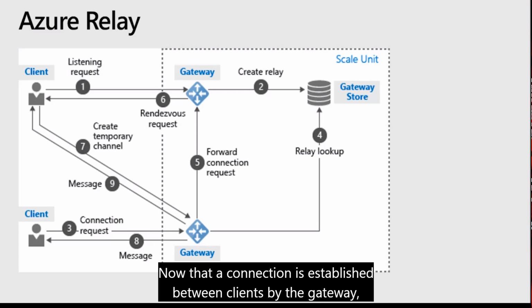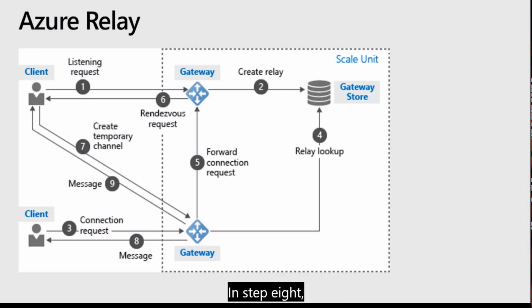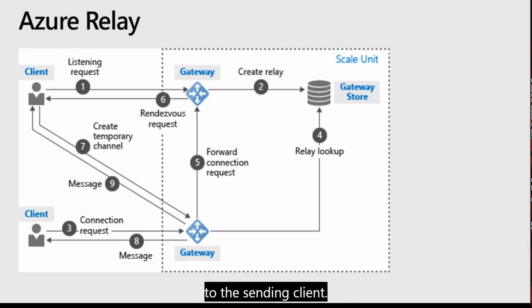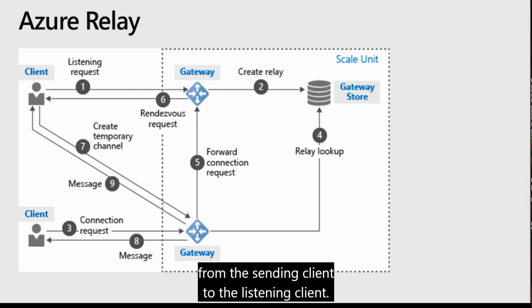Now that a connection is established between clients via the gateway, the clients can exchange messages with each other. In step 8, the gateway forwards any messages from the listening client to the sending client. And in step 9, the gateway forwards any messages from the sending client to the listening client.